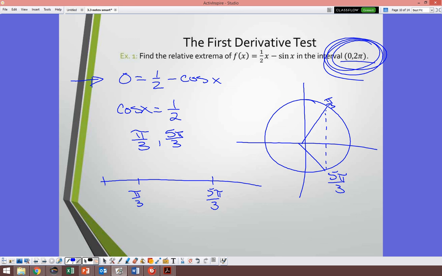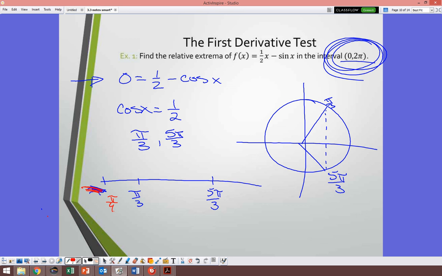Can I include 0? No. Why can I not include it? Because it's past zero. So you said pi over 4?